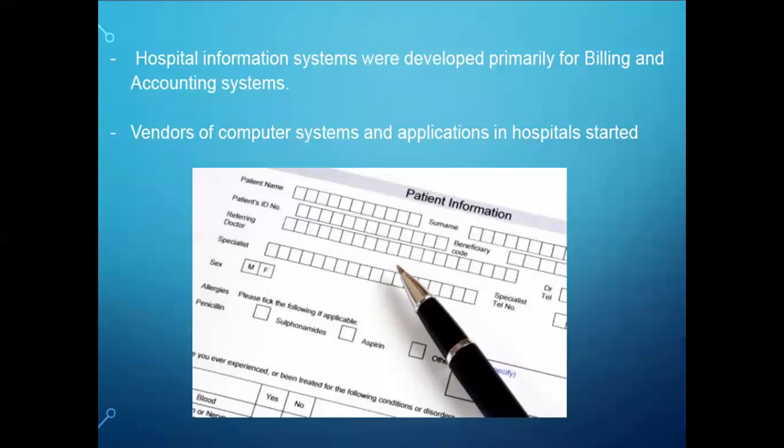Hospital information systems were developed primarily for billing and accounting systems. Vendors of computer systems and applications started to appear. So the hospital information system had already started, but only for billing and accounting, and computer systems were now starting to arrive in the hospital.